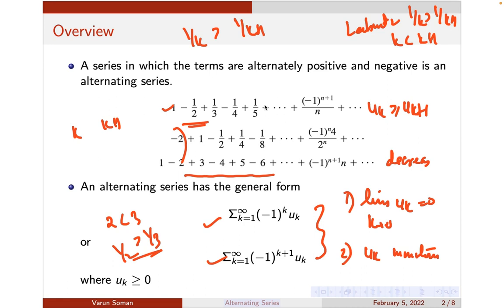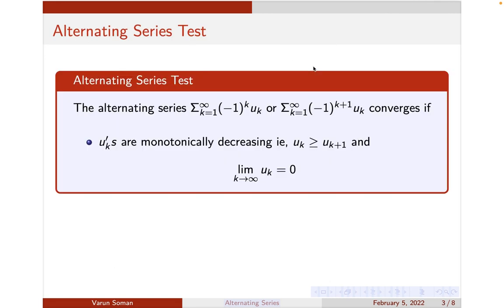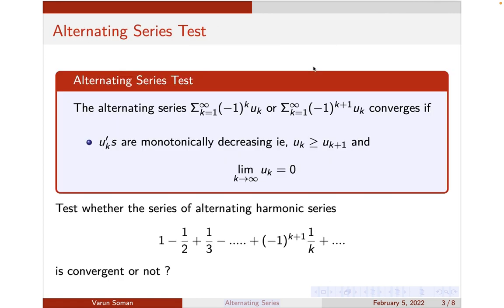Okay. So if these two conditions are met, we will say that the series sigma (-1)^k u_k, or sigma (-1)^(k+1) u_k, is convergent. So this is the test for alternating series. So this is a test. Okay, so let us now look at one simple example.